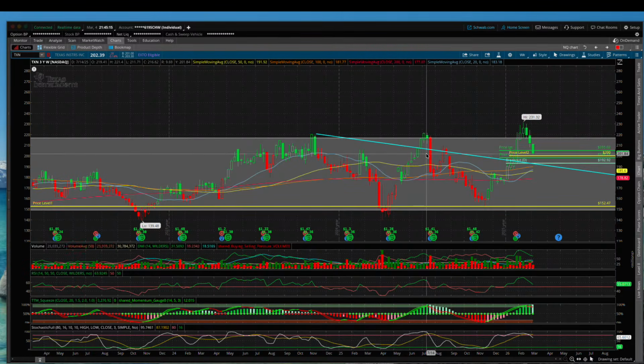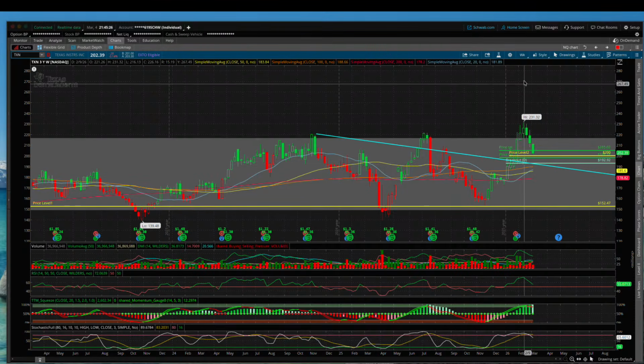Yeah, consolidation is huge. Tried to break out here, failed. Tried to break out here, failing. Going to 192, maybe even 198, and then probably 192.